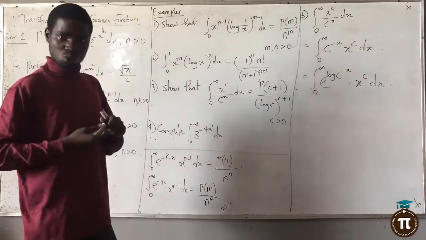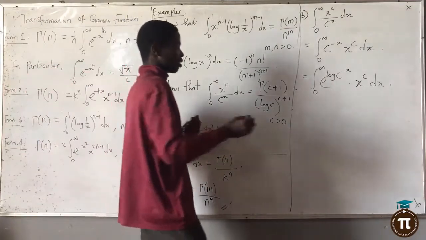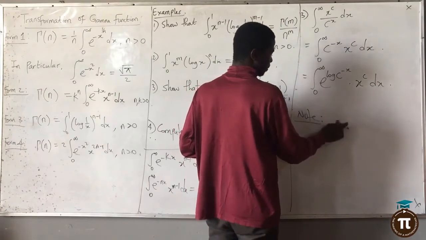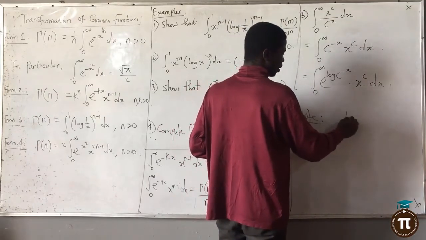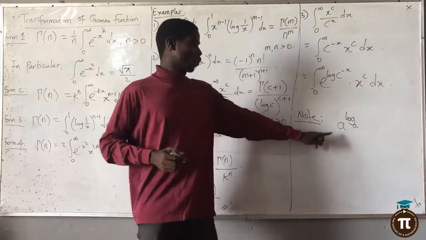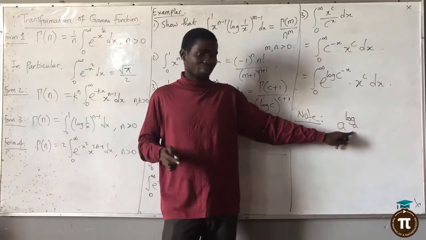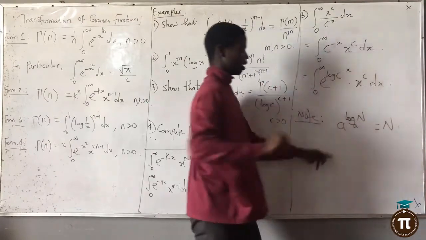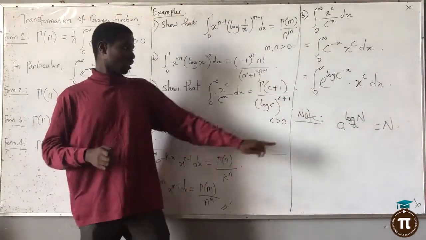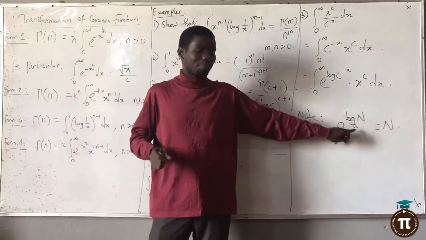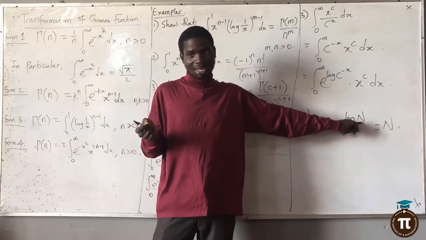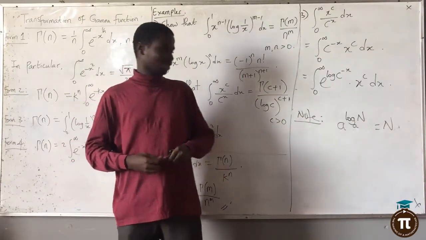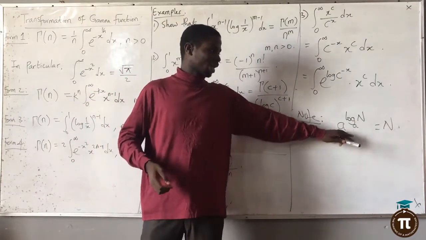This is the first thing you have to note here. Whenever you have a raised to the power of log to base a, whatever may be here will be the answer. This is part of the law of logarithm. A raised to the power of log base a of n, the answer will be n. You can check for any value, you can try it. So this is what we have.